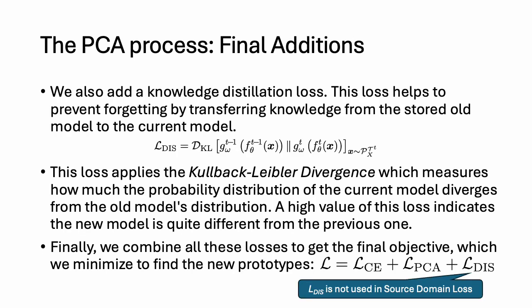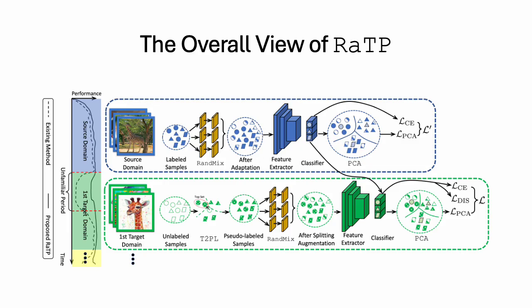As a final addition, we also add a knowledge distillation loss. This loss helps to prevent forgetting by transferring knowledge from the stored old model to the current model. So finally, the expression of the loss is given by LCE plus LPCA plus LDIS. Note that LDIS is not used in the source domain loss. So this is the overall view of RATP.